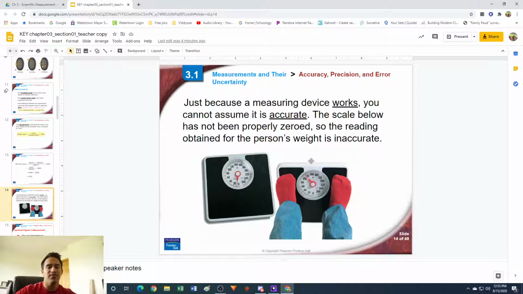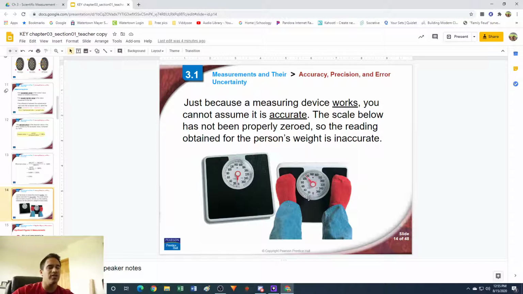And the problem with that is if you don't zero the scale, the number you're getting is going to be wrong. So in this picture here, this person is standing on a bathroom scale and it says about 118 pounds. But if you look at the image before they were on the scale, we'll notice that the needle isn't on 0. The needle's already sitting at about 4 pounds, or sorry, about 8 pounds. So that weight that the scale is telling them is incorrect, because the scale, even though it works, wasn't zeroed properly before they stood on it. Therefore, the number they're getting is wrong.